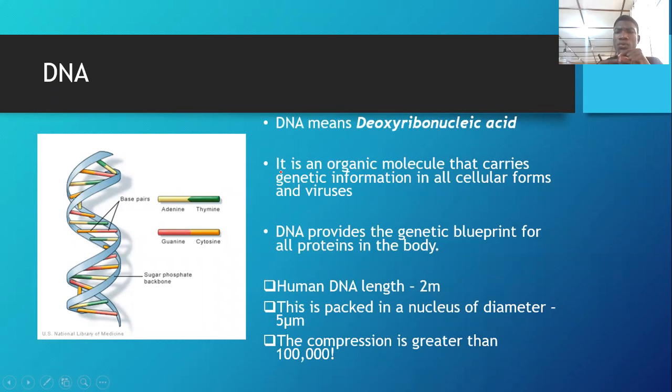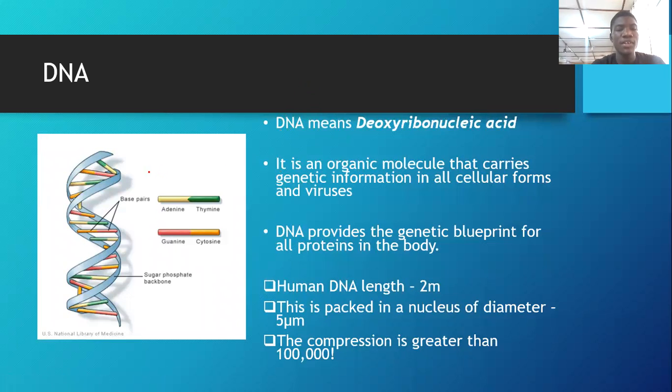Okay, so how is it able to go into that? It has a compression unit, which is greater than 100,000 factorial, which is a greater form of compression. We will look at that when we are talking about chromosomes, how it is being able to be wound into a protein spool and then fit into the nucleus.